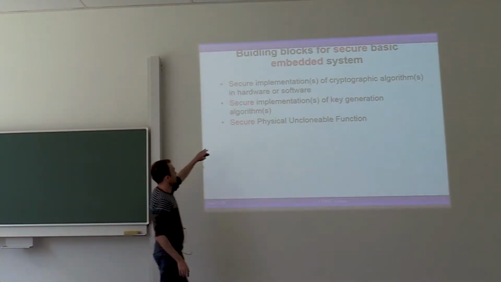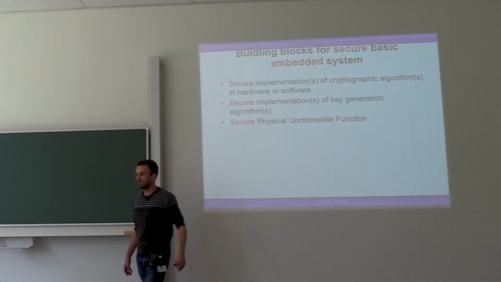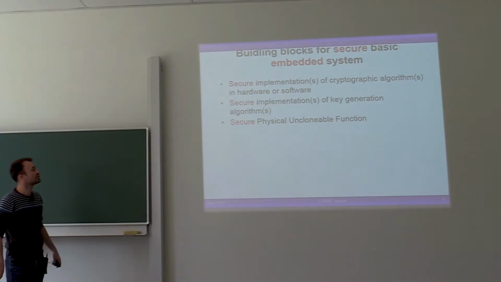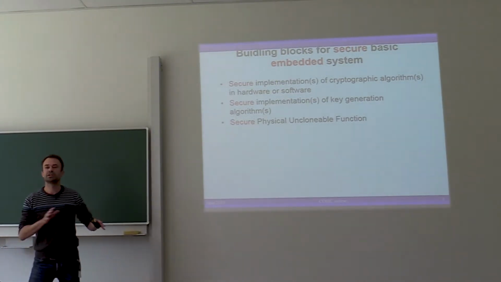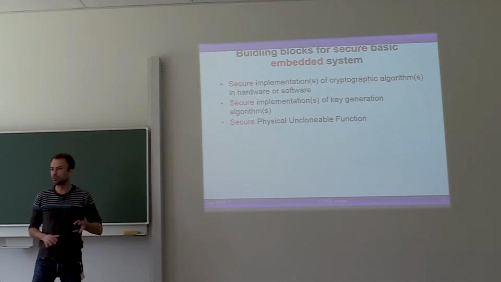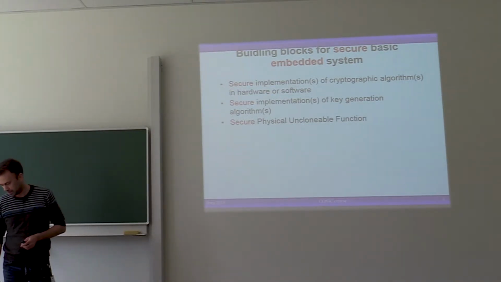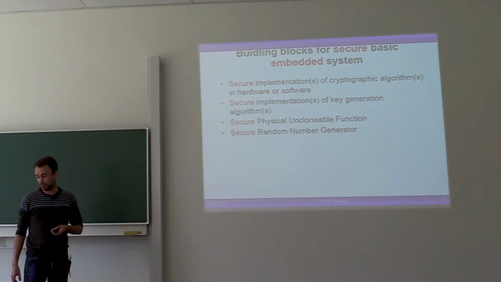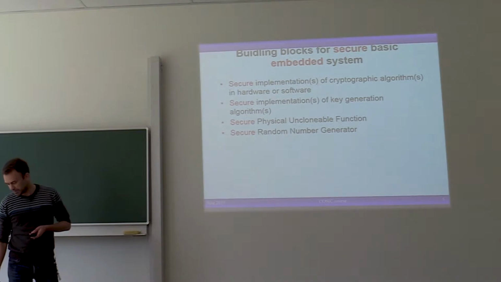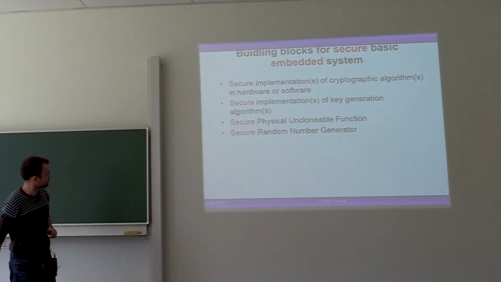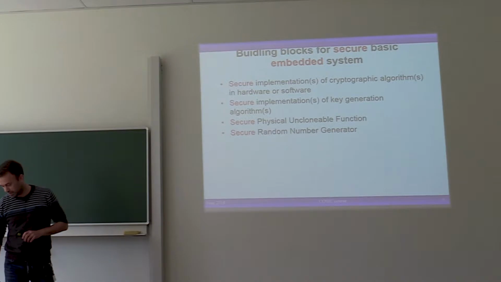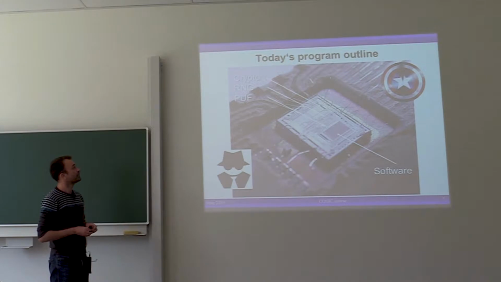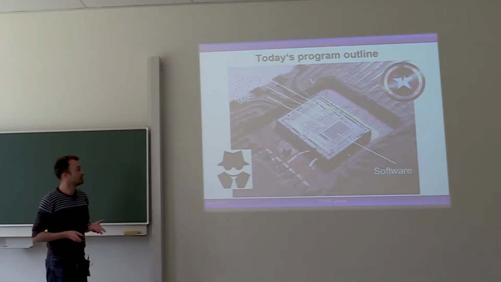But we will instead speak about physical unclonable functions, or secure physical unclonable functions, which in a way you can see as a replacement for secure key storage. You will see later why. And then of course we will have the secure random number generator. That's essential. And with that, we essentially have already summarized the program of today, if you wish.